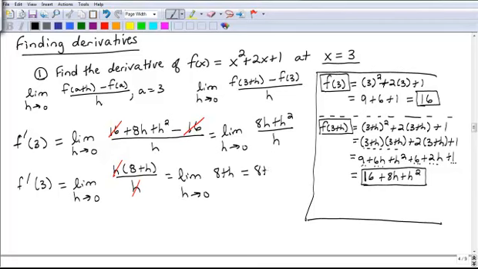And now I can plug in. And I find out the derivative of this function at x equals 3 is 8. So the derivative at 3 is 8. That means the slope of the tangent line at x equals 3 is 8.